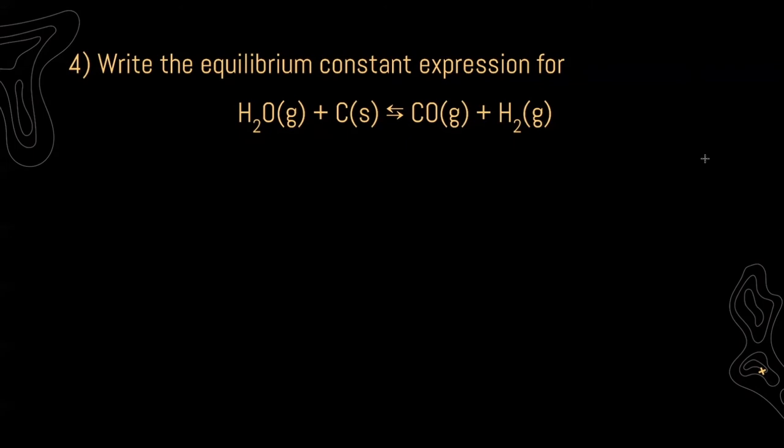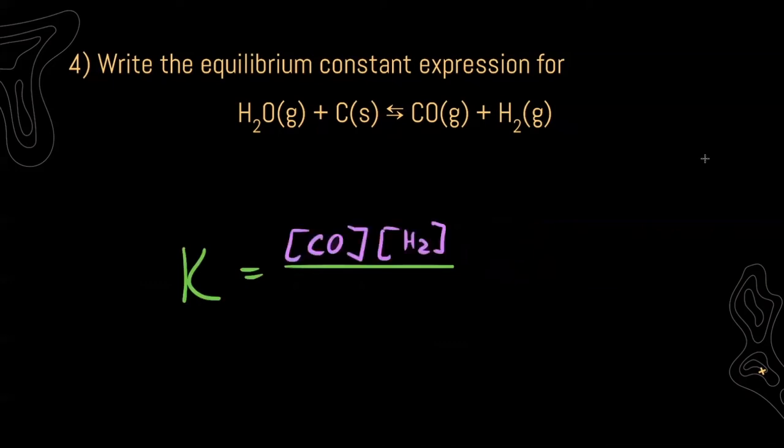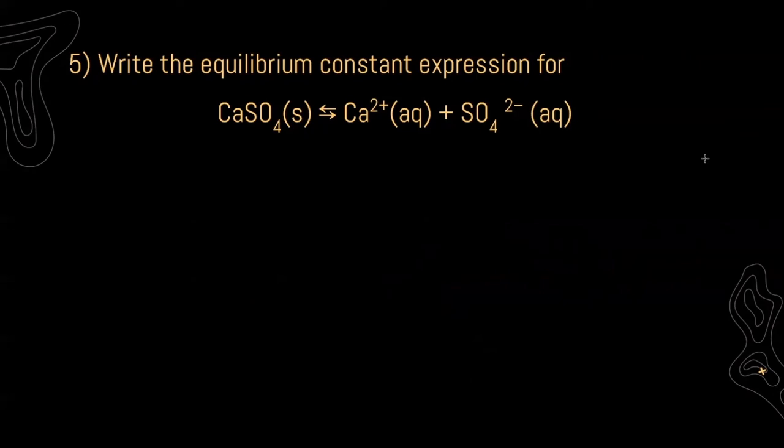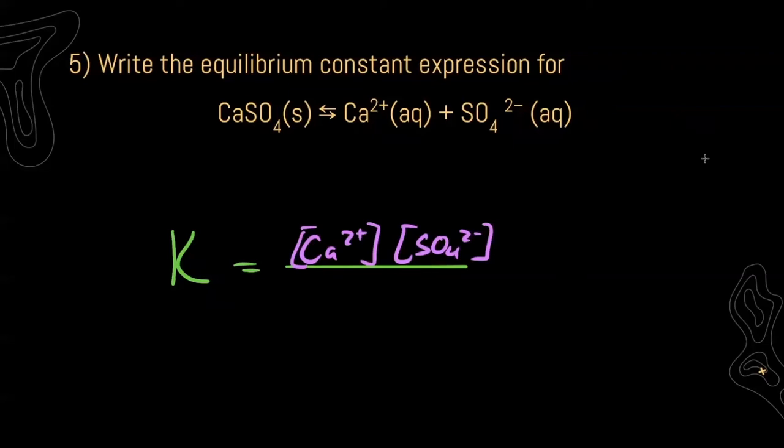Now we're going to write my equilibrium constant expression for the reaction between water, solid carbon into carbon monoxide and hydrogen gas. Again, my equilibrium constant is just going to be the ratio between my products and my reactants. I'm not going to include any solids since their concentrations won't change. Now we're going to look at the decomposition reaction between calcium sulfate into calcium ions and sulfate ions. My constant is, again, a ratio between my products and my reactants. Because my reactant is a solid, concentration is not going to change, but it's still a ratio, so I still have to include that one there.